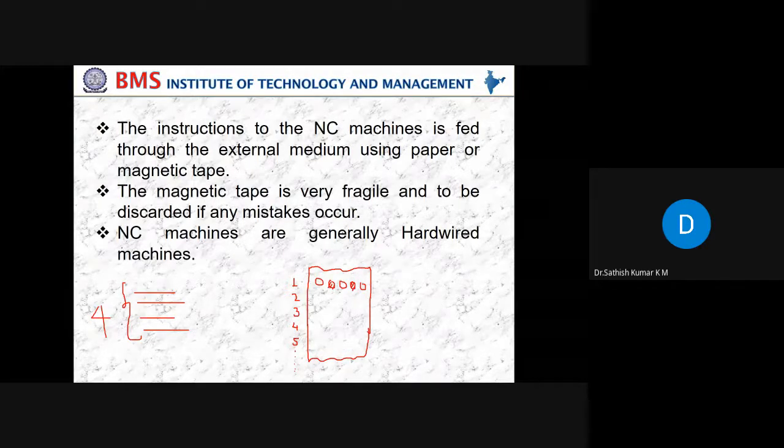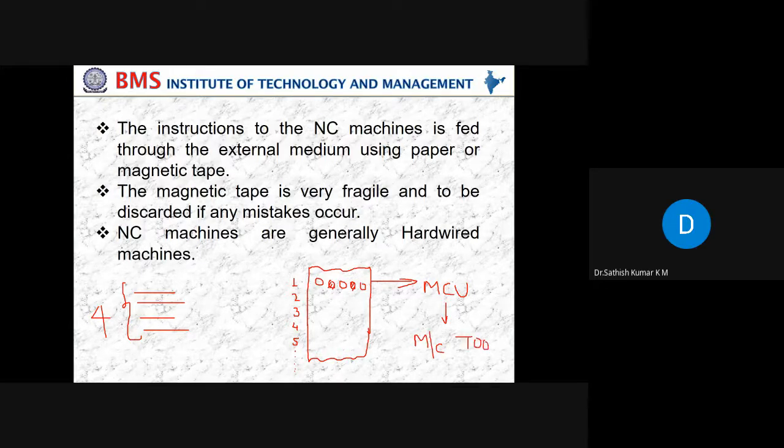So we are using what is called the punched tape. In this punched tape, a number of holes are going to be present. Now we are going to punch these holes depending upon the program coding, and this will be fed to what is called the machine control unit, MCU. MCU is machine control unit. The machine control unit is going to read the program line by line and give the command to the machine tool.